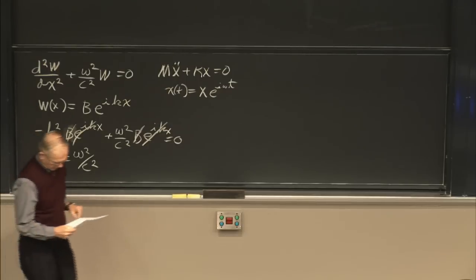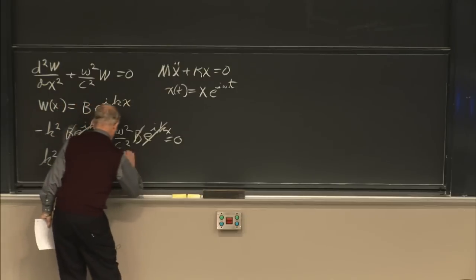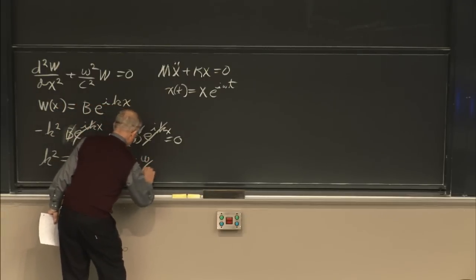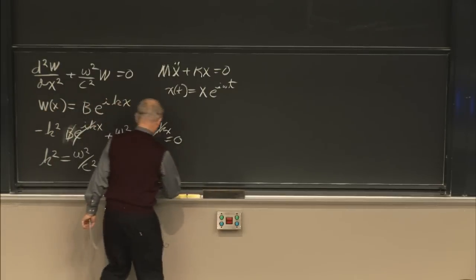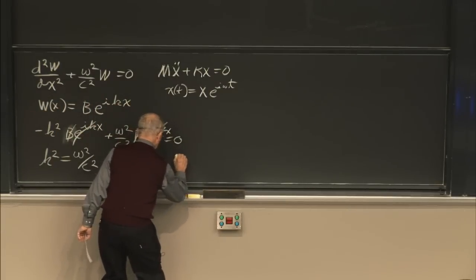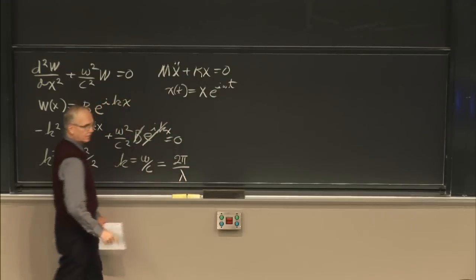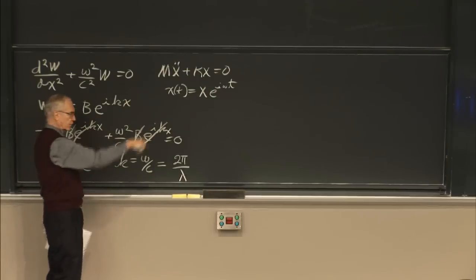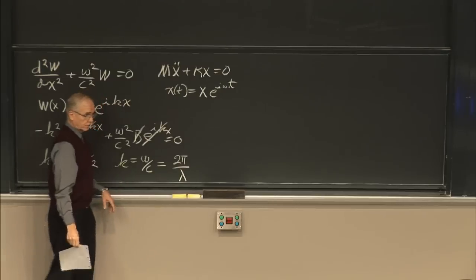And k has a name. It's called the wave number. And it also happens to be 2 pi over lambda. We'll come back to that. Lambda is the wavelength. You have sinusoidal waves running through the medium. 2 pi over lambda is the same as omega over c.